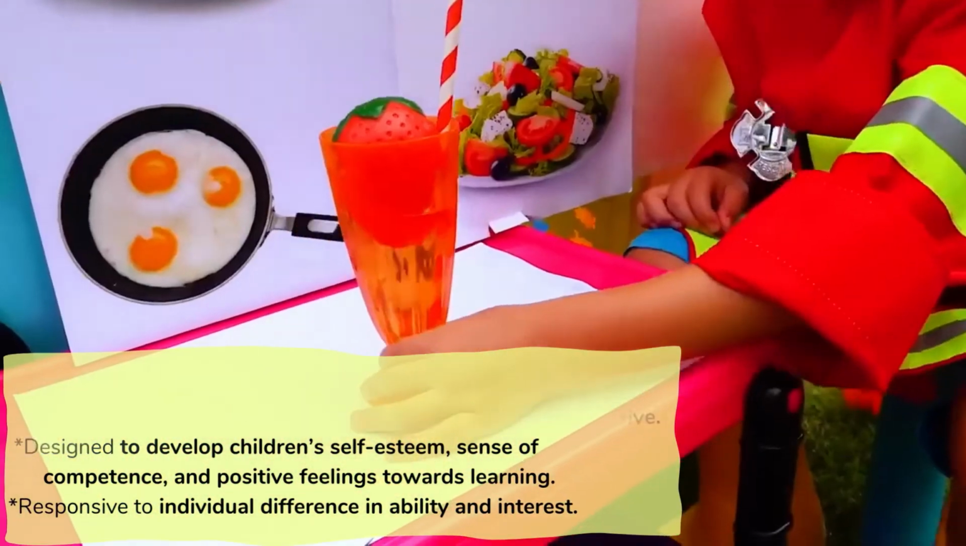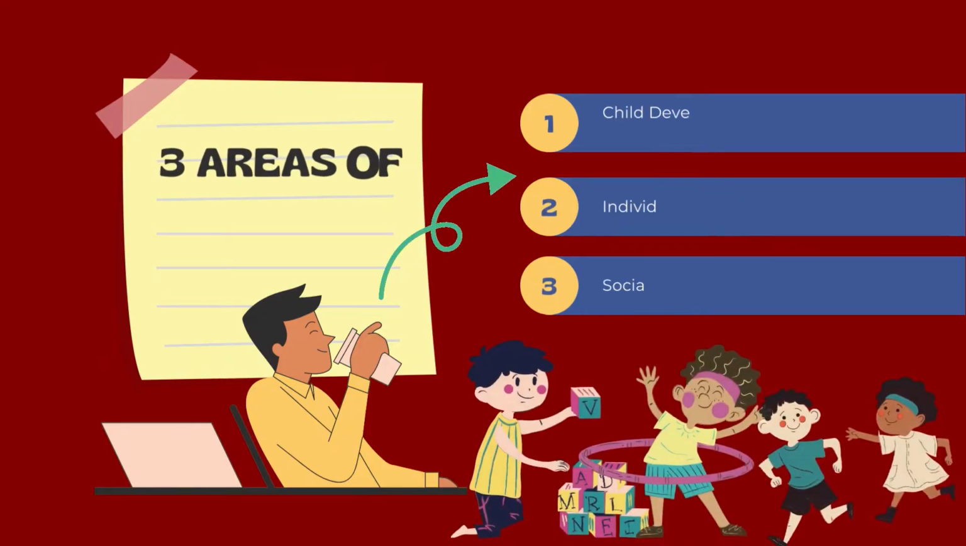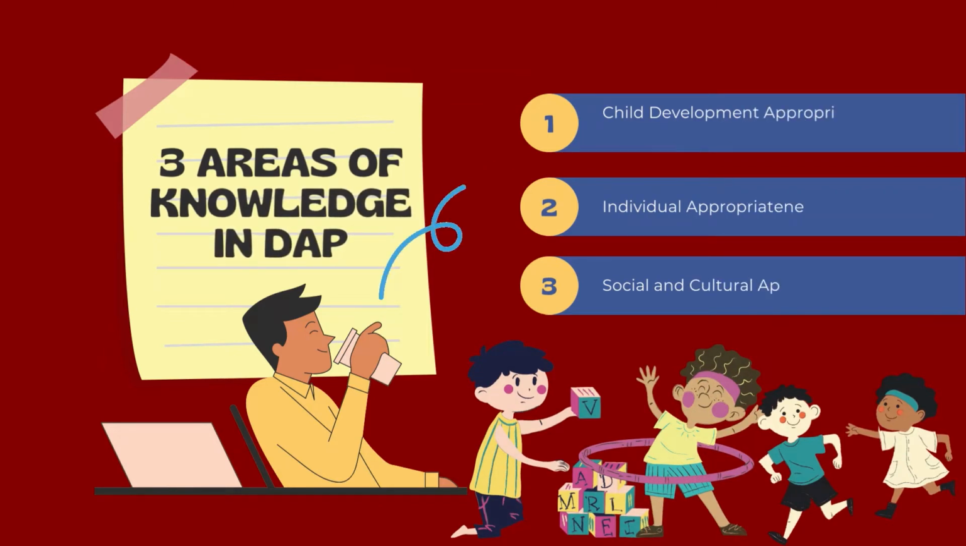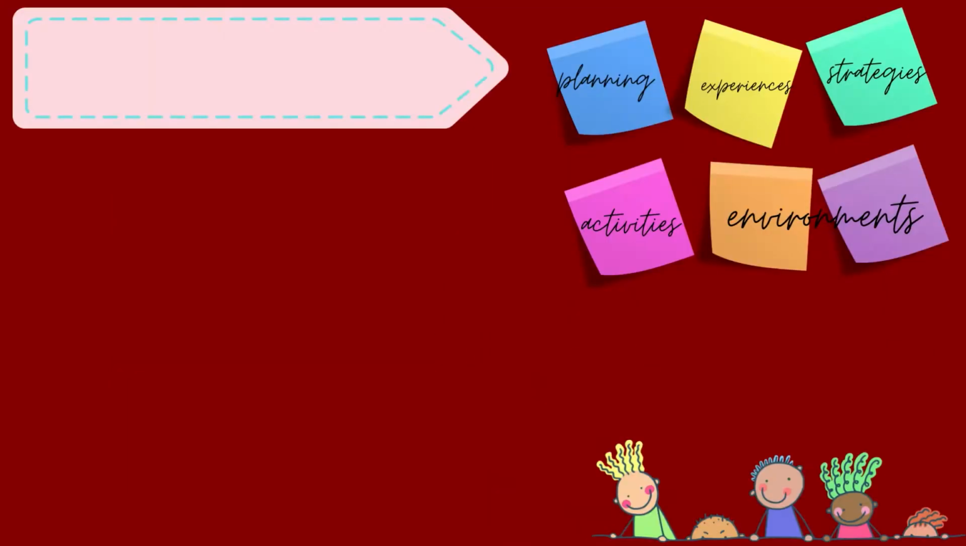Now moving forward, DAP is informed by 3 areas of knowledge that are critical components in making good decisions for children. Here are the 3 areas of knowledge in DAP. Number 1, child development appropriateness. Number 2, individual appropriateness. And number 3, social and cultural appropriateness.